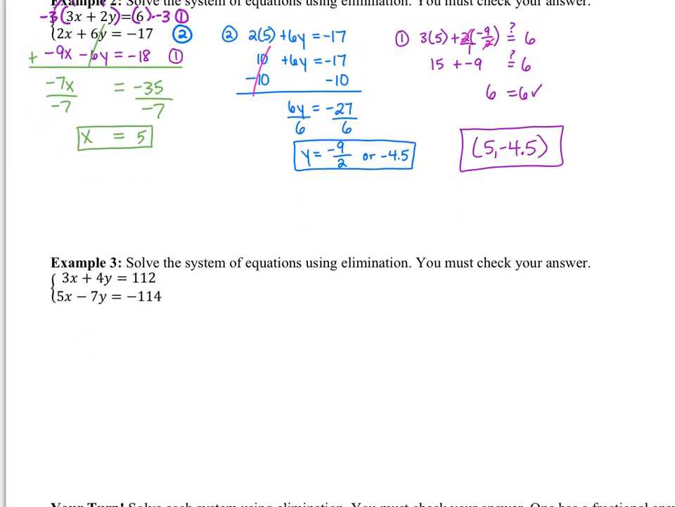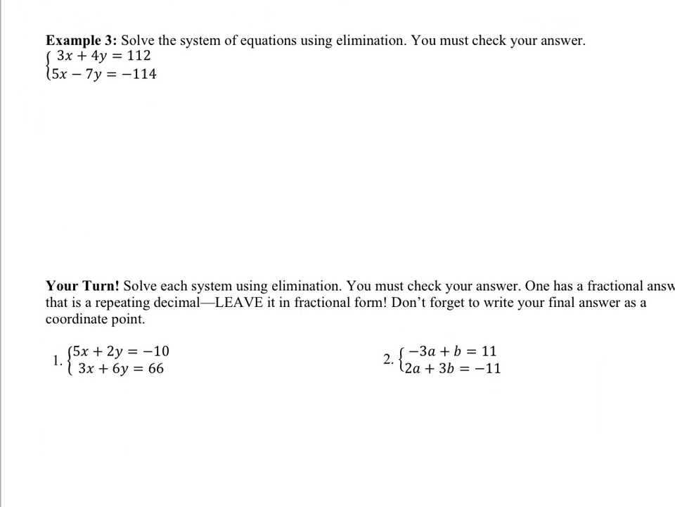That's not the case down here. 5 is not a factor of 3, or 3 is not a factor of 5. 4 is not a factor of 7, and 7 is not a multiple of 4. So we don't have it that easy for this one. But luckily, it's not too bad. We just have to multiply both equations by something so that the numbers match.